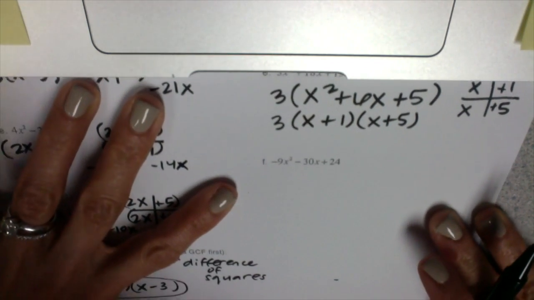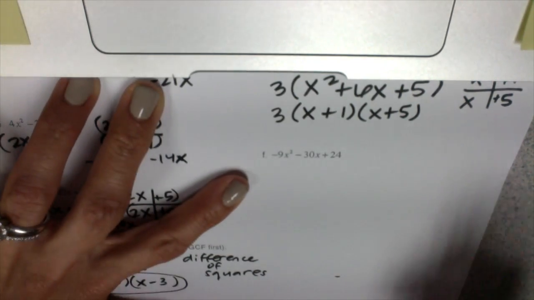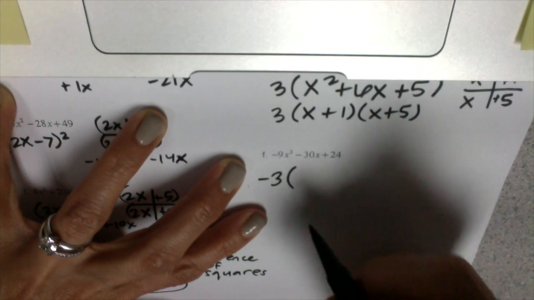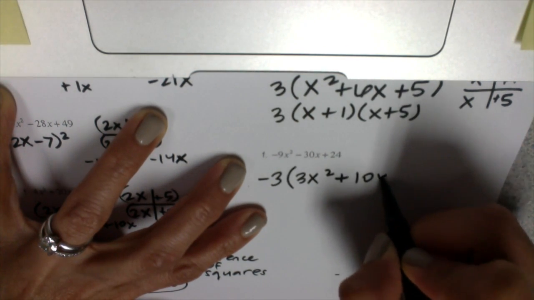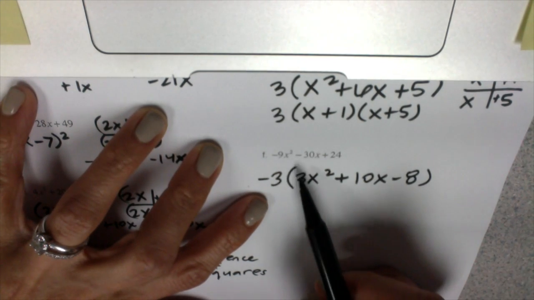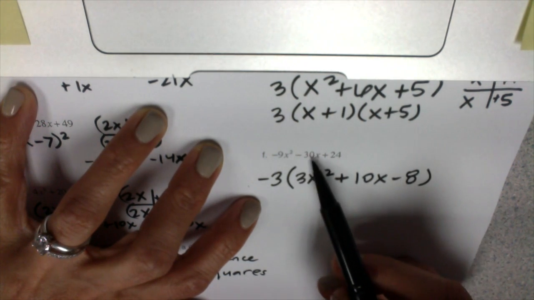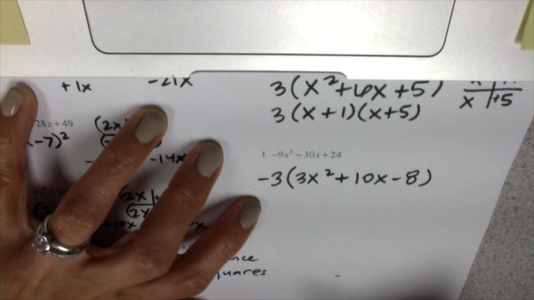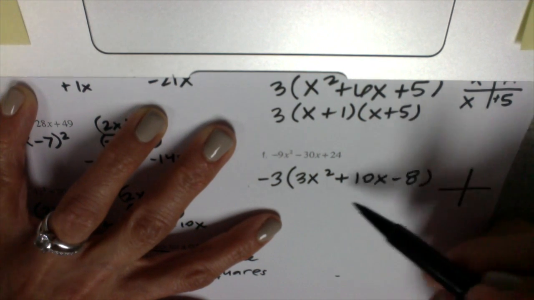Okay, on this last problem, it says negative 9x squared minus 30x plus 24. We're going to factor actually a negative 3 out in front. When you do so, you're left with 3x squared plus 10x minus 8. And let me just double check. Negative 3 times positive 3 is negative 9x squared. Negative 3 times positive 10 is negative 30, and then that x. And then negative 3 times negative 8 is a positive 24. Good. So then finally, let's do a t-chart on this last part.